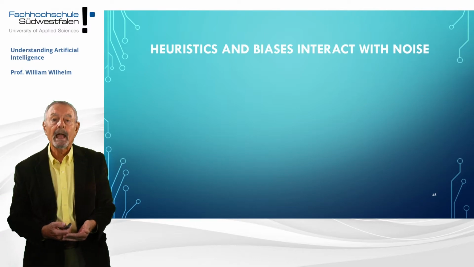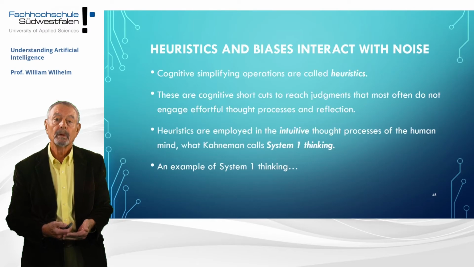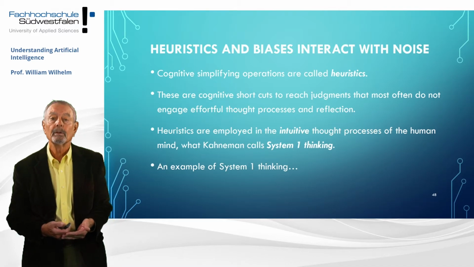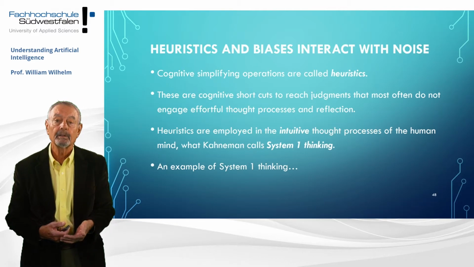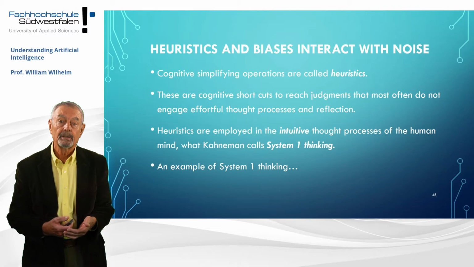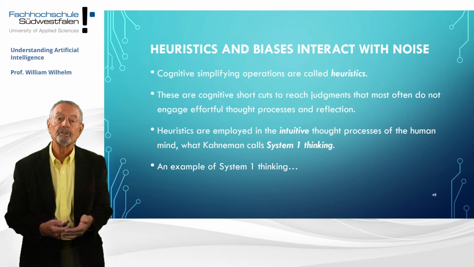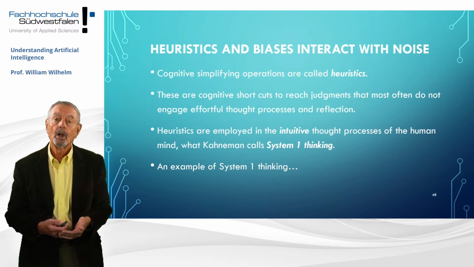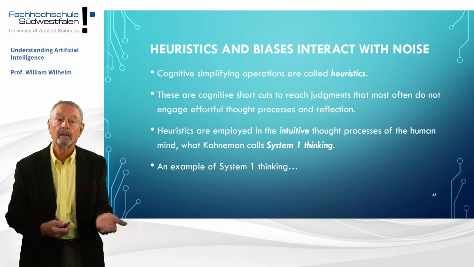Heuristics and biases interact with noise and can result in greater error in decision-making. Cognitive simplifying operations are called heuristics. One example of a heuristic is the human tendency to generalize based on previous observations. The extreme of generalization is what we call stereotyping. These are cognitive shortcuts to reach judgments that most often do not engage effortful thought processes and reflection. Heuristics are employed in the fast, intuitive thought processes of the human mind, what Daniel Kahneman calls System 1 thinking.